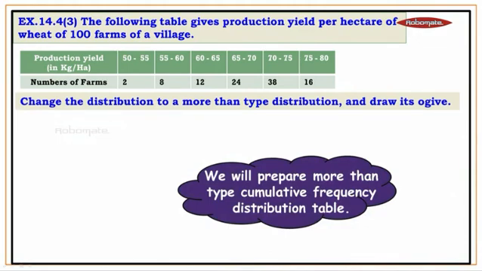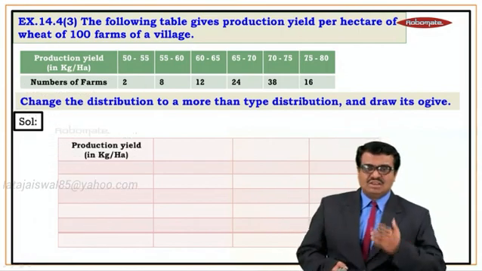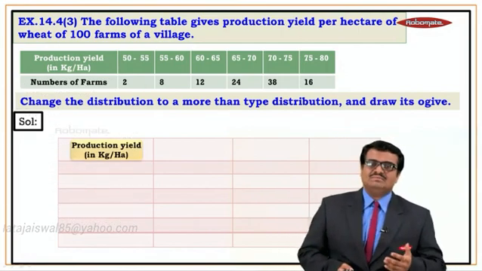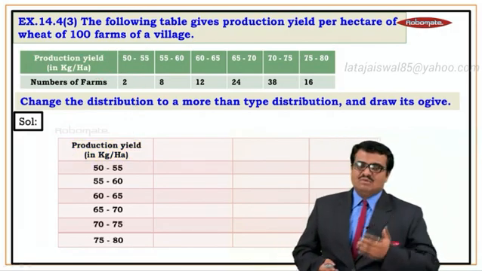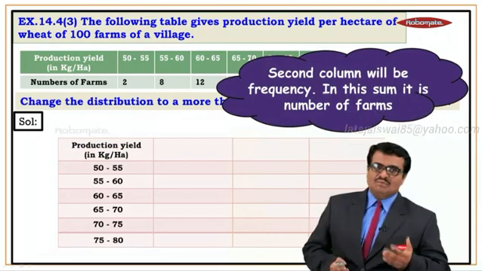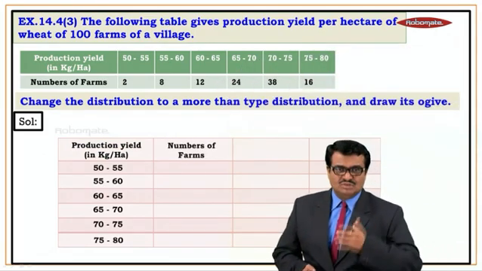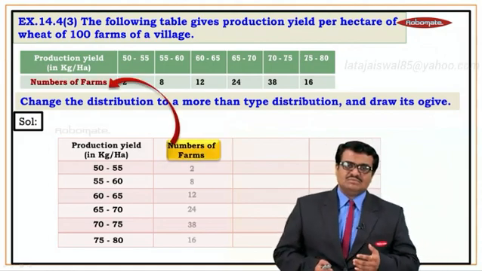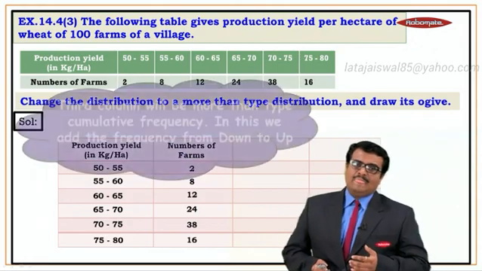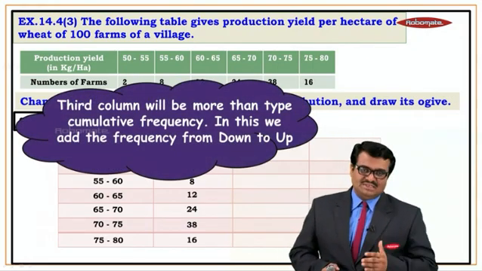So we will prepare a more than type cumulative frequency distribution table. The first column will be the classes, which is nothing but the production yield in kg per hectare, given to us. We'll copy that one below the other. The second column will be the frequency. In this sum, it is the number of farms, which we'll copy one below the other. And the third column will be the more than type cumulative frequency.